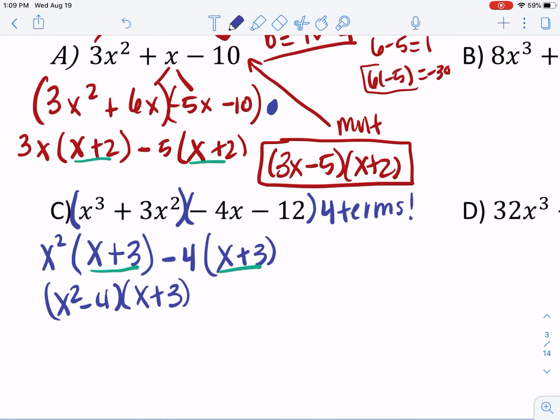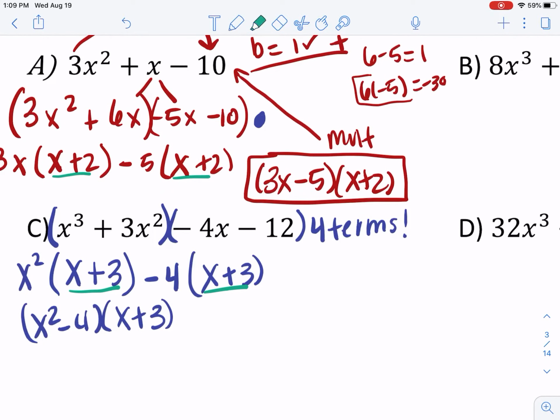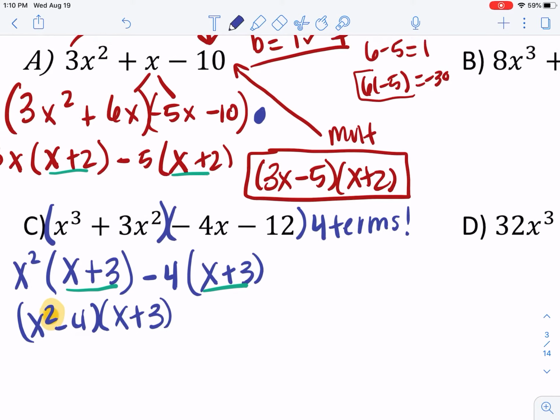Now, this is where most people would want to stop, but we're not actually done yet. We have a little bit more to do. And the reason why we have a little bit more to do is because of this right here. If you have an exponent on the inside of a factor, that means that you should see if you can factor further.